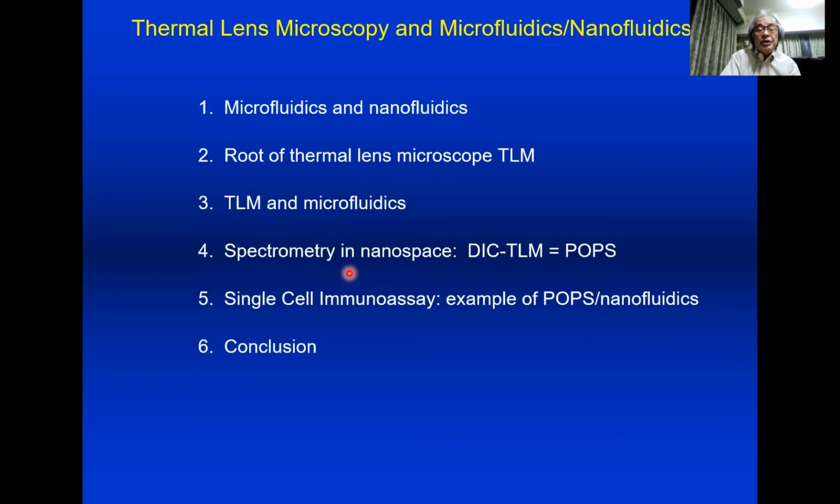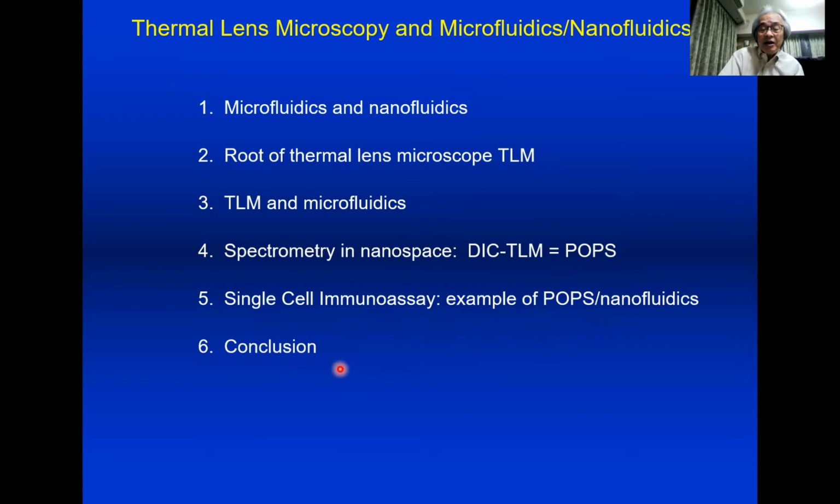the nano space. For the nano space, we modified our thermal lens microscope to the DIC, differential interference contrast microscope combined with the TLM. We call this a photothermal optical phase shift detector. So I will introduce the DIC TLM, that is the POPS, and the POPS is applied to nanofluidics. One of the typical examples of nanofluidics is a single cell immunoassay, and I'd like to introduce this device and the POPS detection of a countable number of molecules in liquid. And the last one is a very brief conclusion.